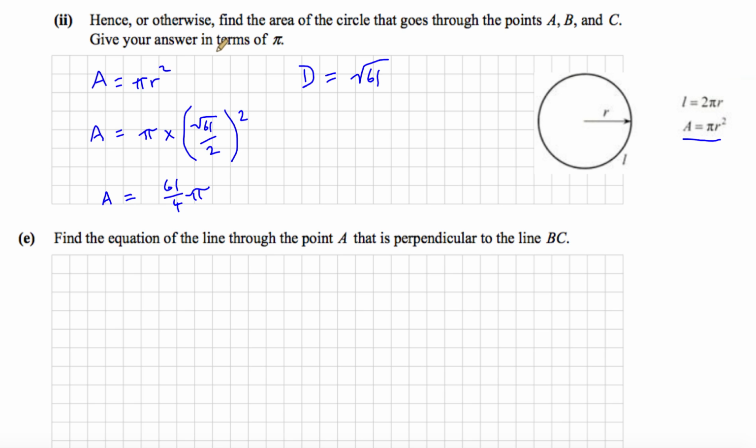And it says to give your answer in terms of pi, so we don't need to round this using the SD button on the calculator. That's just our final answer. And just be careful here, because it's area, you want to say that it's units squared.